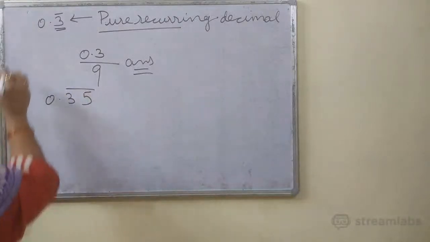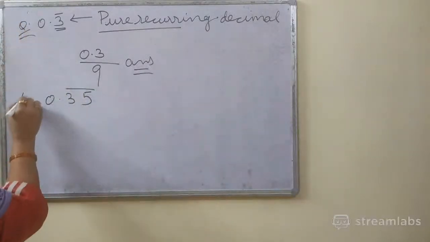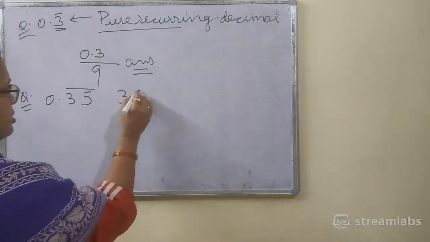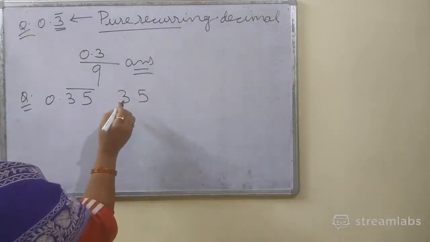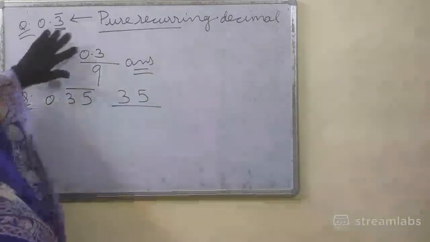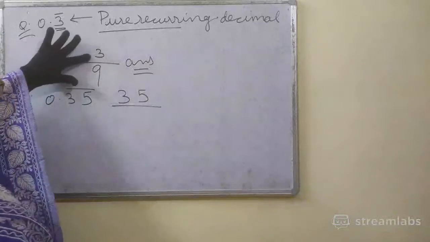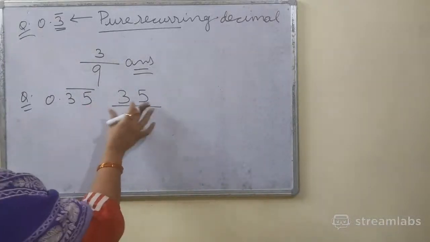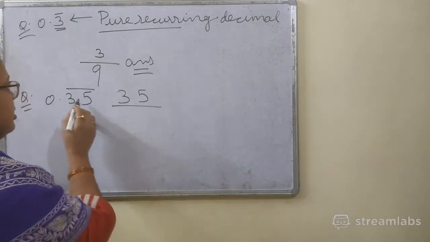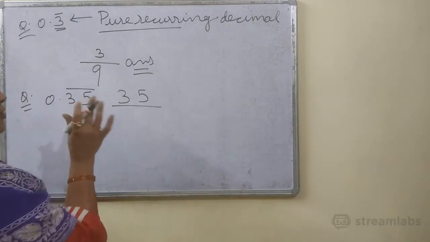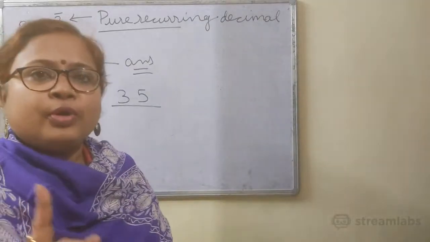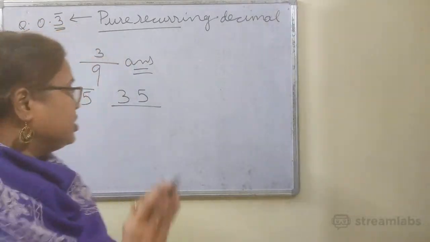This is the question. Clear? This is the question. Here also this one is the question. 0.35. So first we will write what? First we will write 35 here. Here also we will not write this as an answer. 39. Now here you can see 35. So this recurring is what? This recurring is on 3 and 5 both. Clear? So this is also the example of a pure recurring decimal.